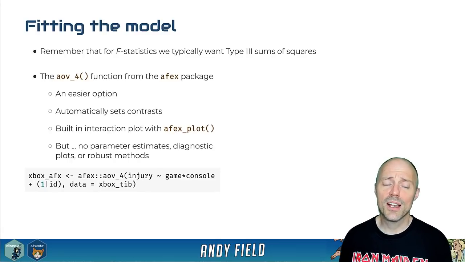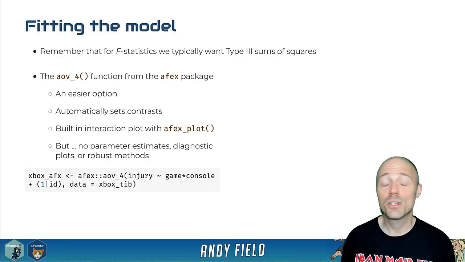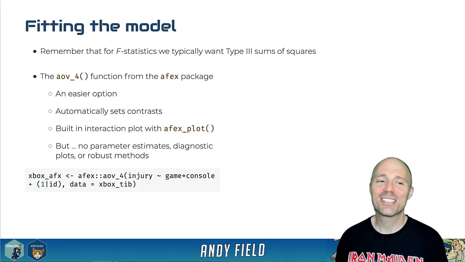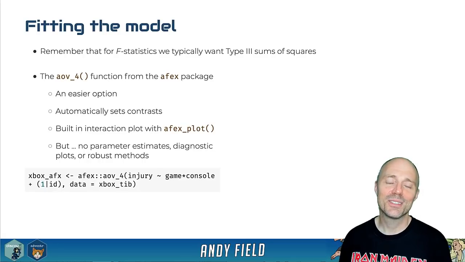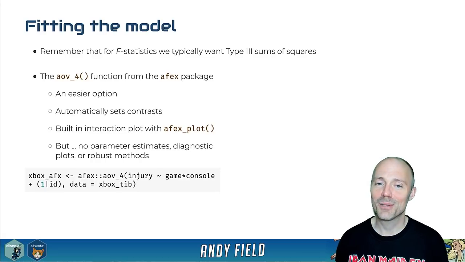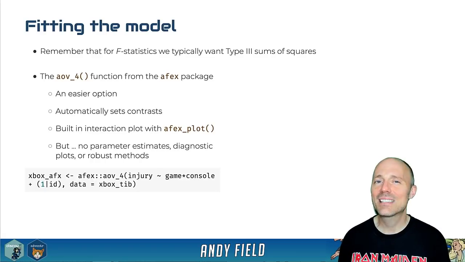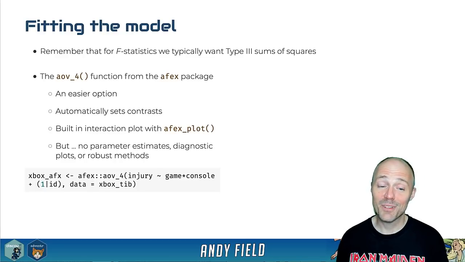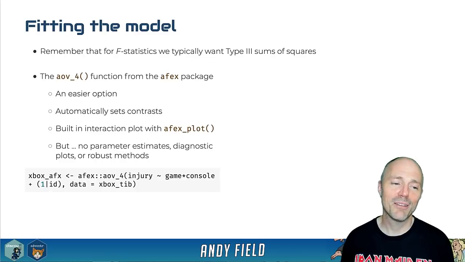One option is to use the afex package, and there's a few functions that do the same thing, but the one I particularly like is the aov_4 function, which is easier to use than it is to say. I would say this is an easier option because it automatically sets up the contrasts for you that ensure that you get type 3 sums of squares. So basically you have to do less thinking using this function. It also has a really neat function called afex_plot, which will plot you an interaction plot with really minimal effort. So that is pretty cool.